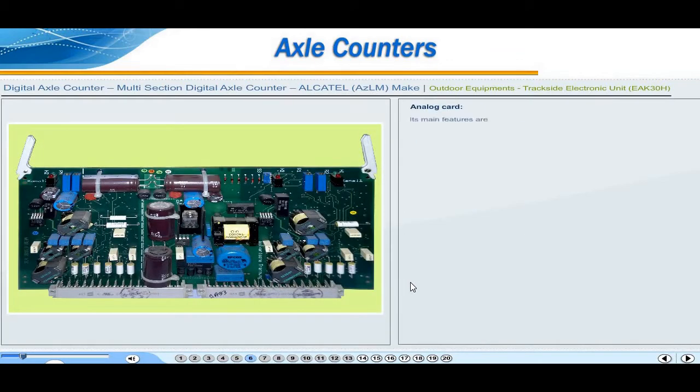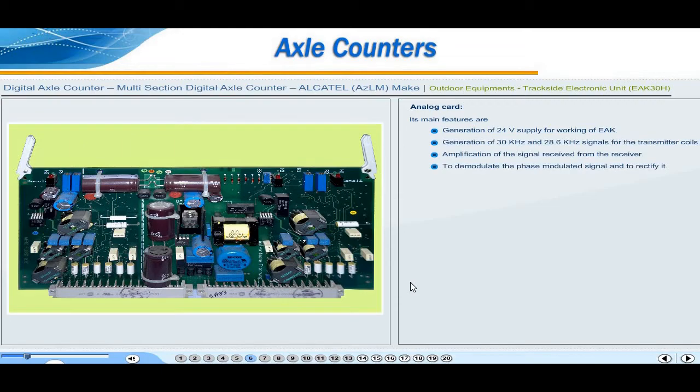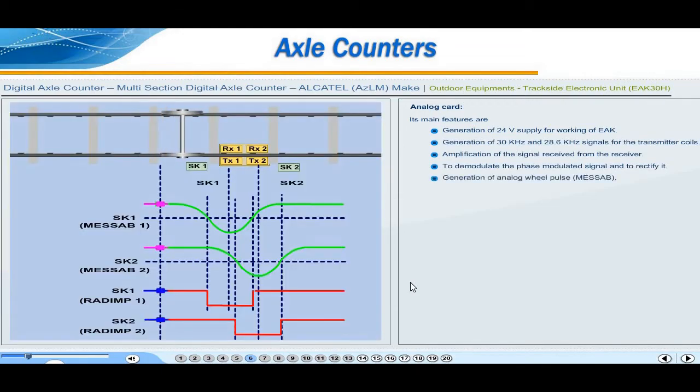Analog card. Its main features are generation of 24-volt supply for working of EAK, generation of 30 kHz and 28.6 kHz signals for the transmitter coils, amplification of the signal received from the receiver, to demodulate the phase modulated signal and to rectify it, generation of analog wheel pulse, that is Msdac, generation of digital wheel pulse, that is RADEMP.